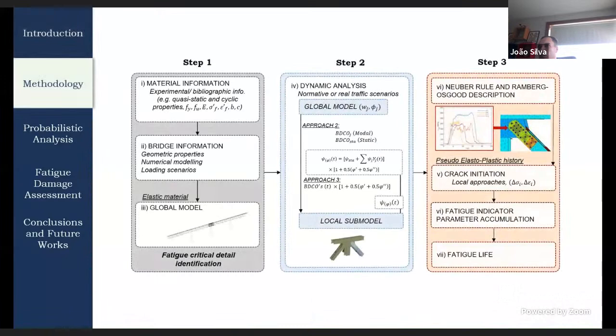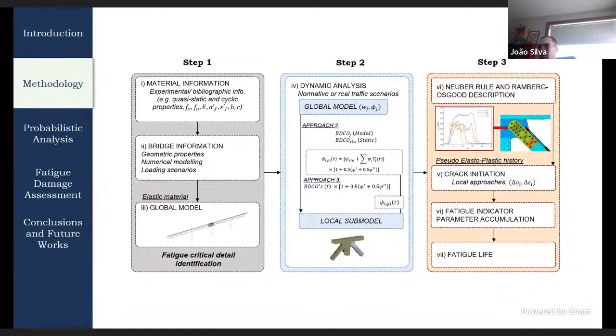So, the global methodology used in this work is presented here in order for you to have a better perspective of where my study is situated. The methodology starts in step 1, where we get the material information by experimental or bibliographic information. Then we get some bridge information, such as geometric properties, numerical modeling, and loading scenarios. And to finish step 1, we get the elastic global model, where the fatigue critical detail is identified.